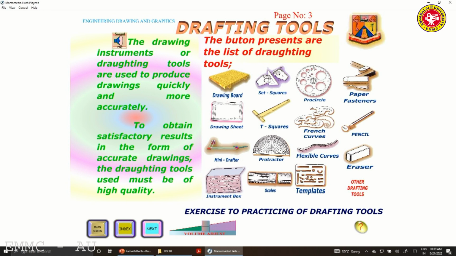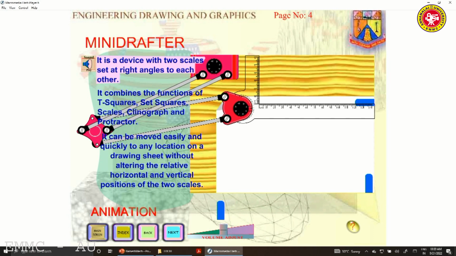Here there are a lot of instruments we use to produce drawings, but all clubbed together in a single form, that is the mini drafter. You know what drafting is? It is laying out a drawing on paper with the help of tools. Those tools are coupled together and form a single instrument, called a mini drafter.